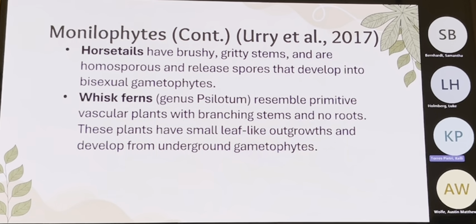Monilophytes also have horsetails, which have glossy, gritty stems and are homosporous and release spores that develop into bisexual gametophytes. And they also have whisk ferns, which resemble primitive vascular plants with branching stems and no roots. These plants have small leaf-like outgrowths and develop from underground gametophytes.